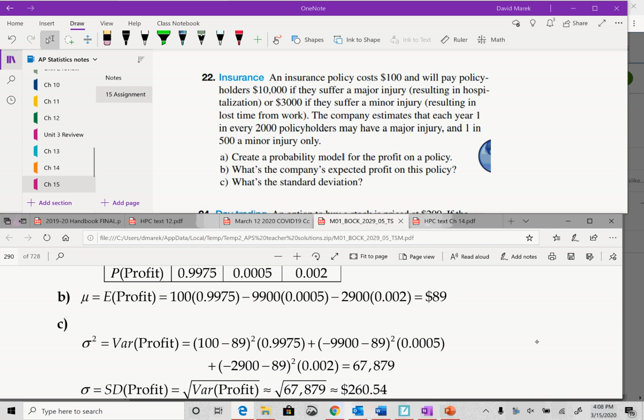So again, it's each profit minus the mean that we just calculated of 89 multiplied by the probability. Yeah, so you're subtracting a negative from a negative, but you're squaring it. And then multiplying by a really small number. So 67,879. That's the variability. Take the square root of that. $260.54.